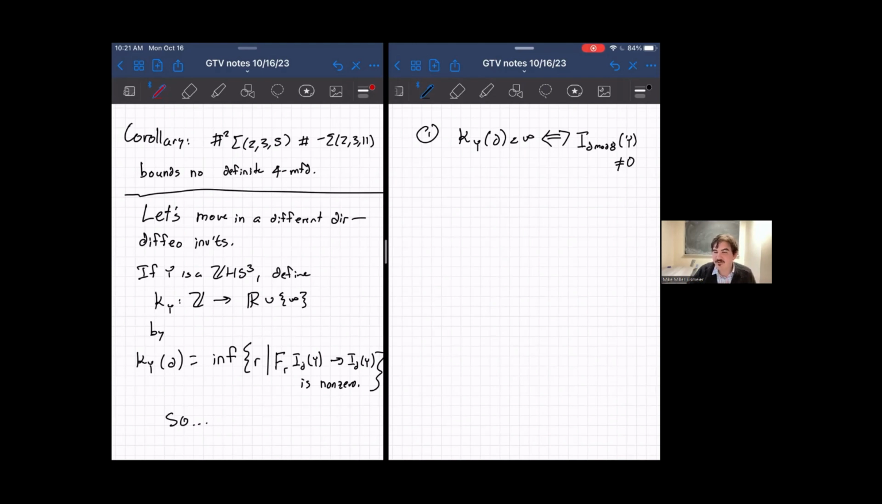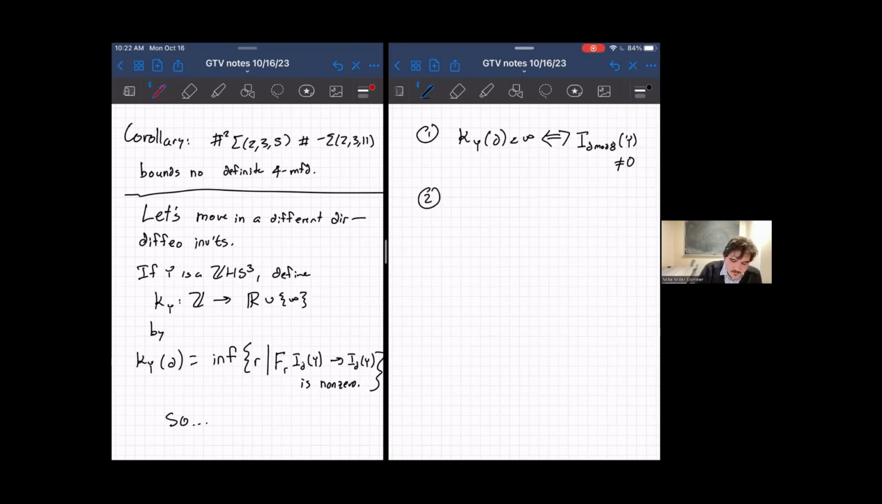It's very plausible that every integer homology sphere other than the three sphere has non-trivial instanton Floer homology. And in that case, that would mean for every homology sphere other than the three sphere, this kappa y has something to say. It has some non-trivial information in it.